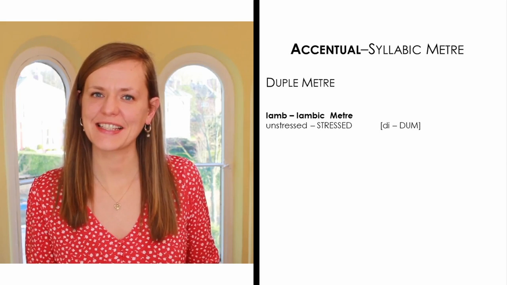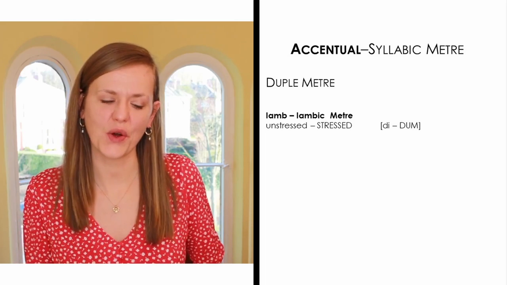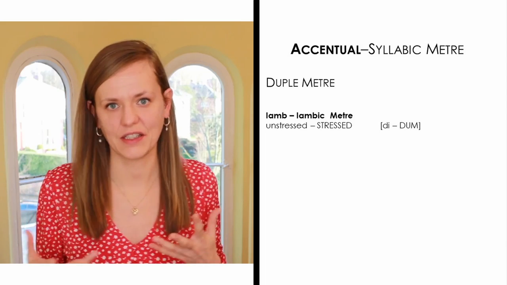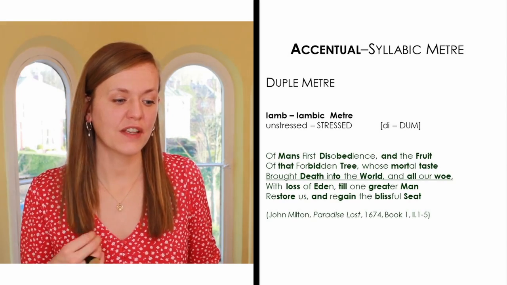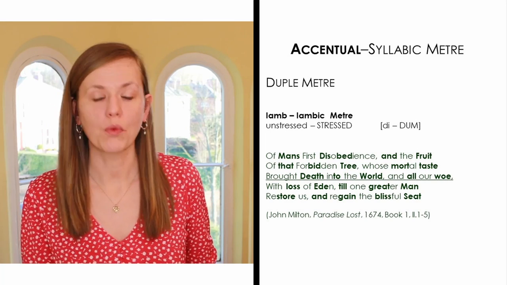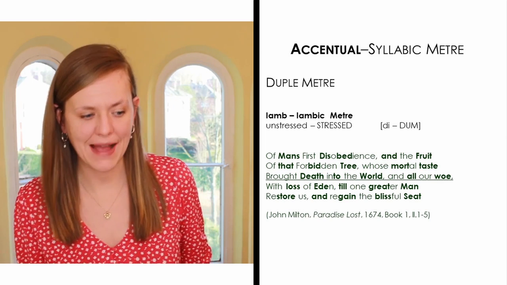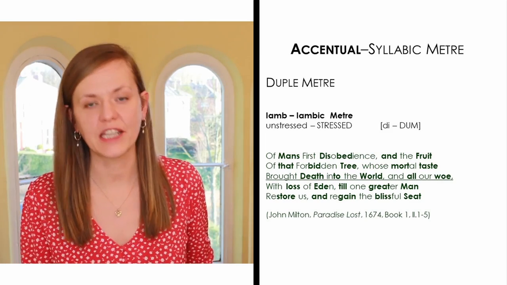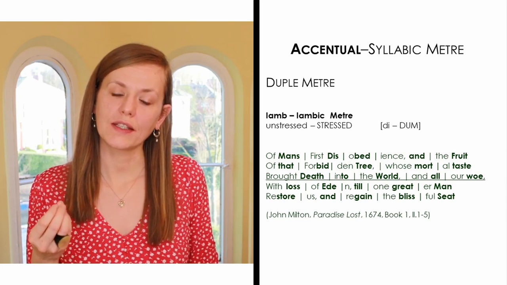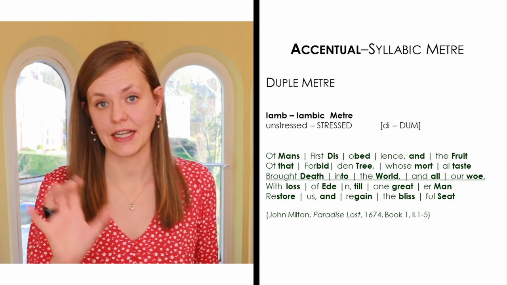Now I'm going to read it iambically and I'm going to really stress it, so it's going to sound a little bit weird, but I want you to have a sense of where the emphasis is placed. Of course, you wouldn't actually read it this strongly. Of man's first disobedience and the fruit of that forbidden tree whose mortal taste brought death into the world and all our woe, with loss of Eden till one greater man restore us and regain the blissful seat. That's iambic pentameter. So it's iambic because in the feet we have unaccented and then accented.